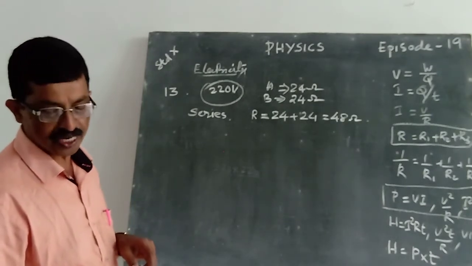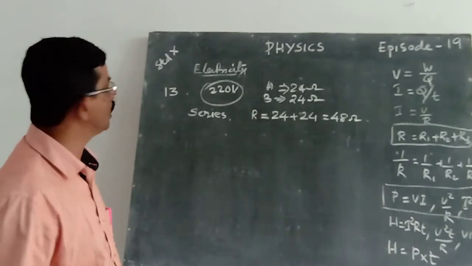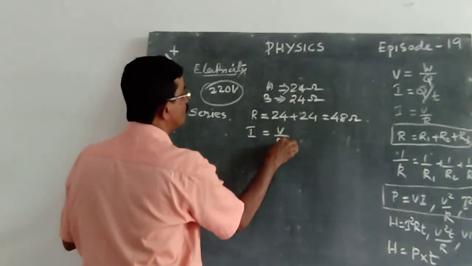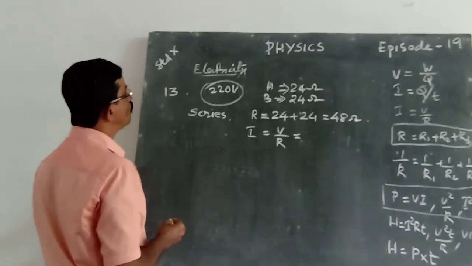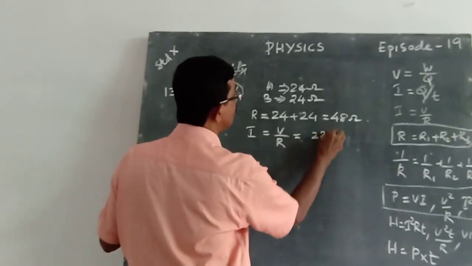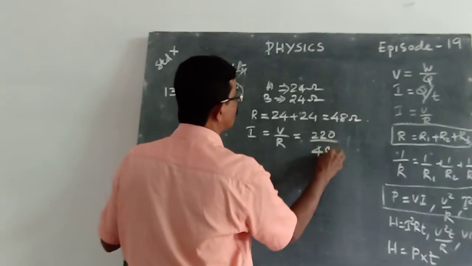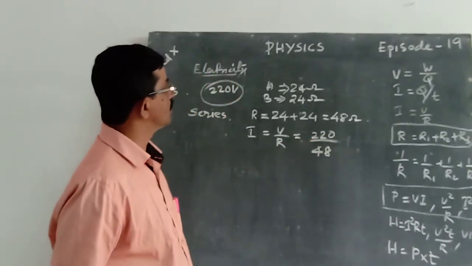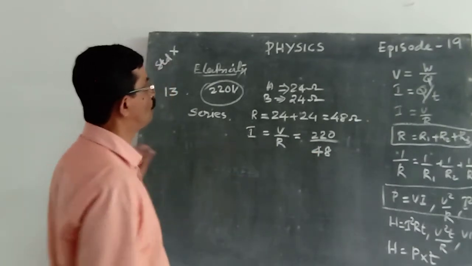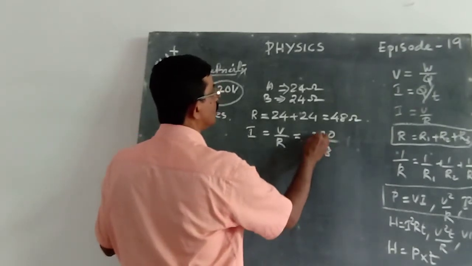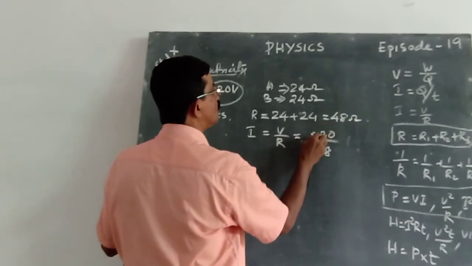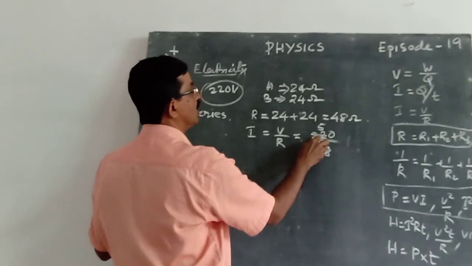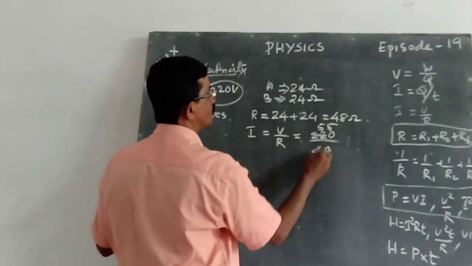We applied a potential difference of 220, so the current I is equal to V by R. It is equal to V, how much? 220 divided by 48. We can cancel at first with 4. See, 5 times 4 is 20. Then again 2, answer 55.